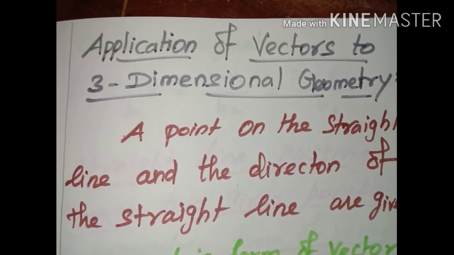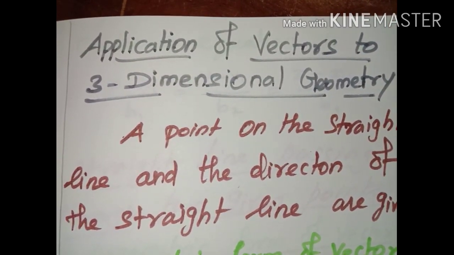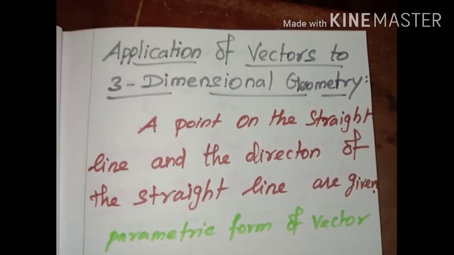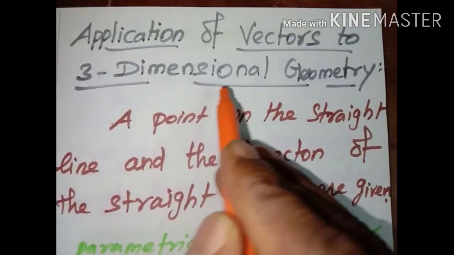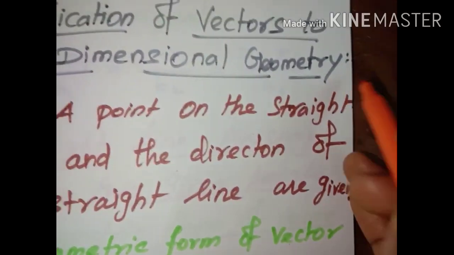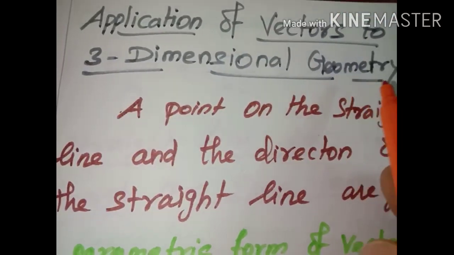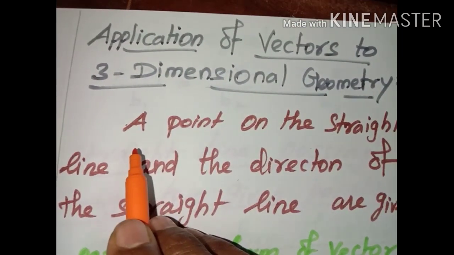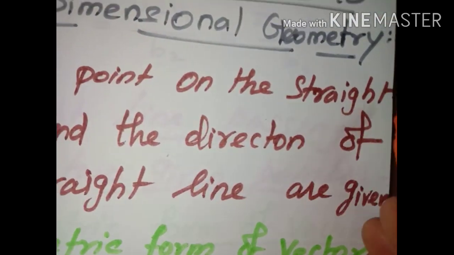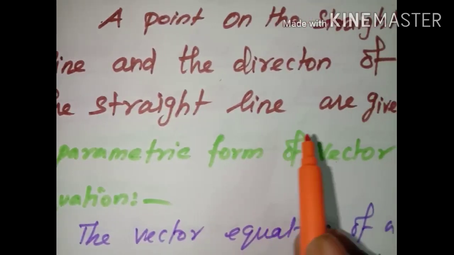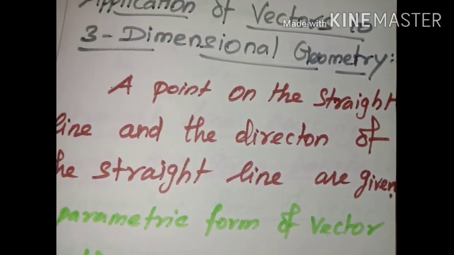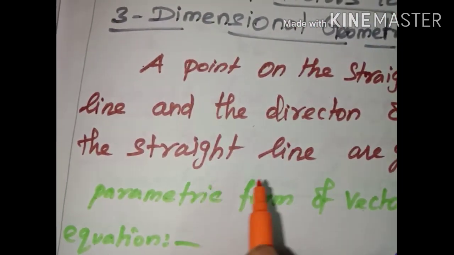Hi students, I am going to start the exercise 6.4 introduction video. The introduction topic is applications of vectors to three-dimensional geometry. A point on the straight line and the direction of the straight line are given.